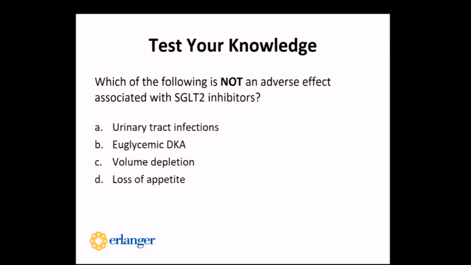So we're going to jump right in with a couple of test your knowledge questions. Feel free to shout out your answer after I go through the options. This first one asks, which of the following is not an adverse effect associated with SGLT2 inhibitors? A, urinary tract infections, B, euglycemic DKA, C, volume depletion, or D, loss of appetite?